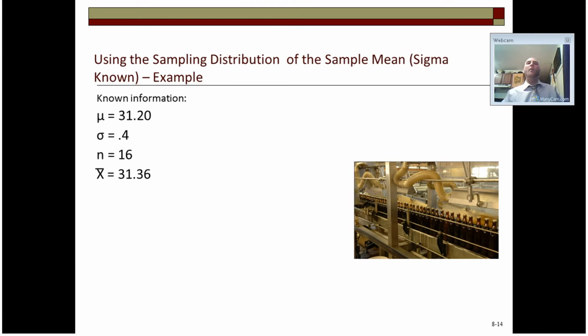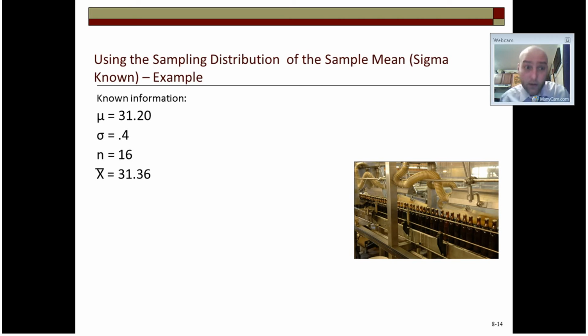Well, we go to a problem and we say, we've got this given information. They tell us that mu, our population mean, the amount that should be in the bottle, is 31.2 ounces. And they tell us that the individual bottles vary with a standard deviation of 0.4 ounces. Now that's talking about any one individual bottle. Now we take a sample of 16 bottles, and from that sample we create a mean of 31.38.